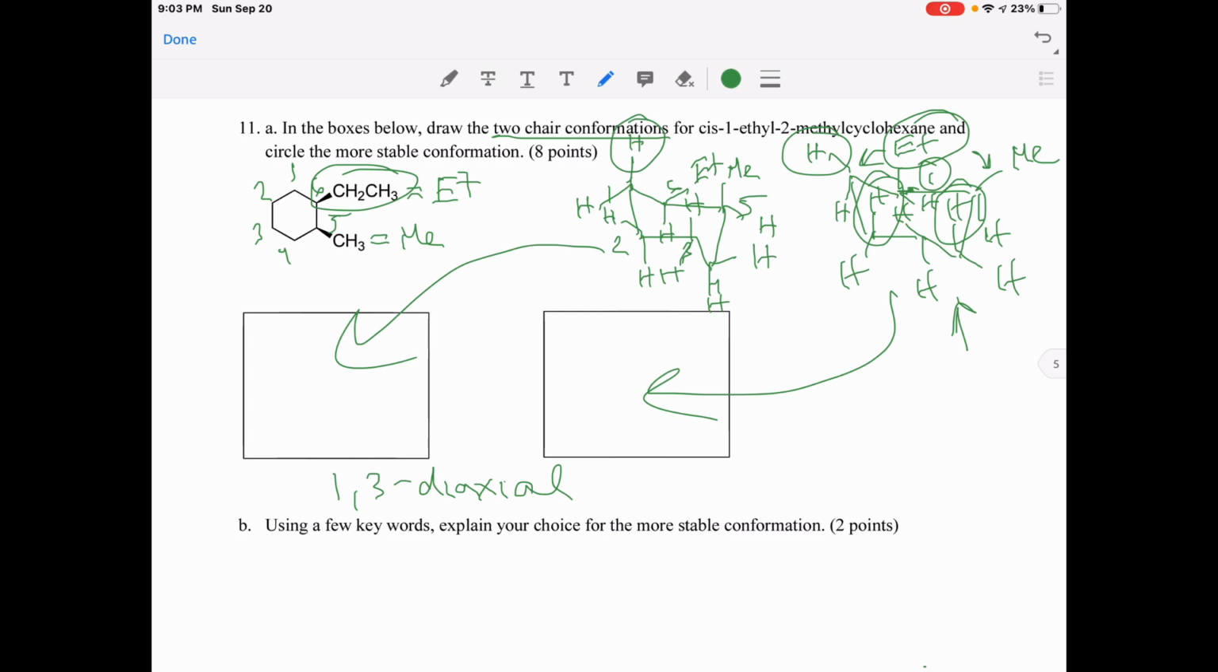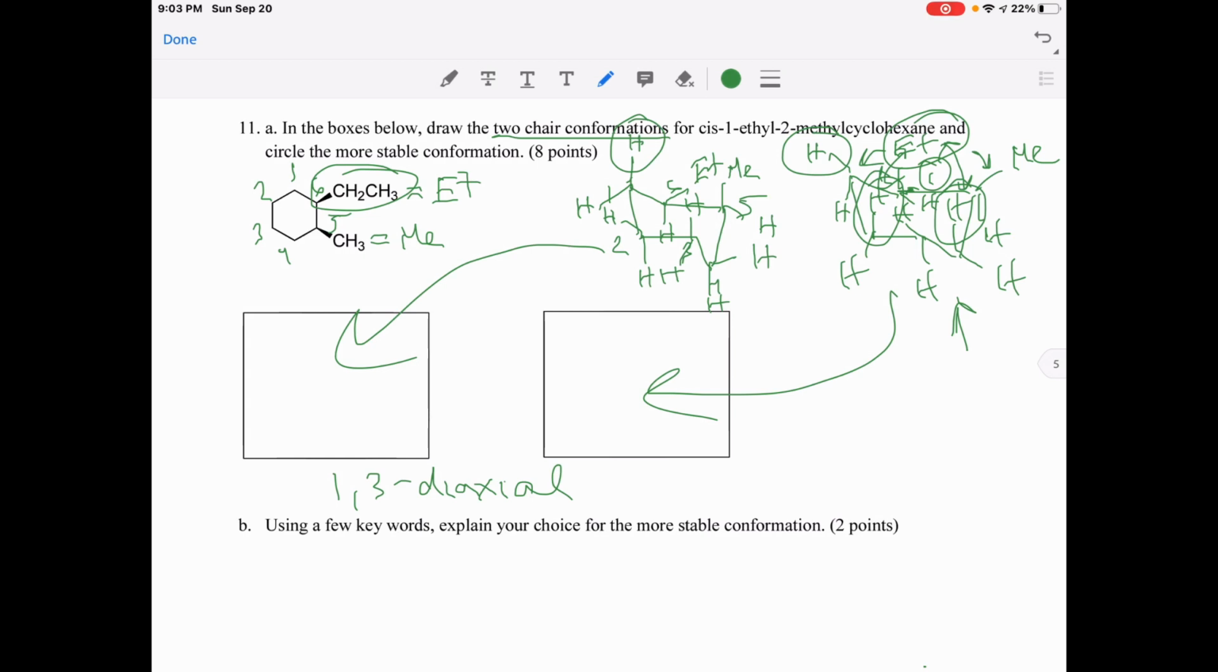And since all 3 of these groups are in an axial up position, there's actually steric repulsion between these 3 groups. And that is energetically unfavorable. It is a high energy conformation. So that means that it causes the molecule to be less stable.